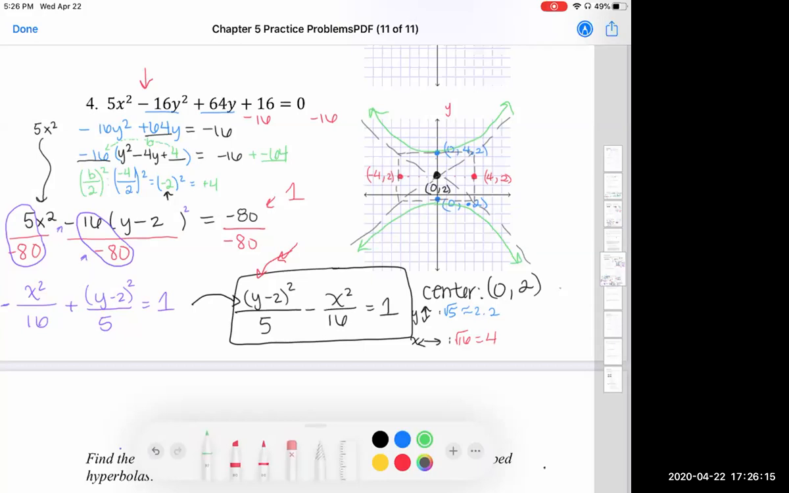Now, one last piece, our foci, your 2 focus points. Unlike an ellipse, for a hyperbola we're going to add. So c squared is equal to a squared plus b squared. All right, so your a and your b are your denominators. So we have 5 plus 16, and that gives us 21. So c squared is equal to 21. We take the square root. So c is about the square root of 21, which gives us 4.6.